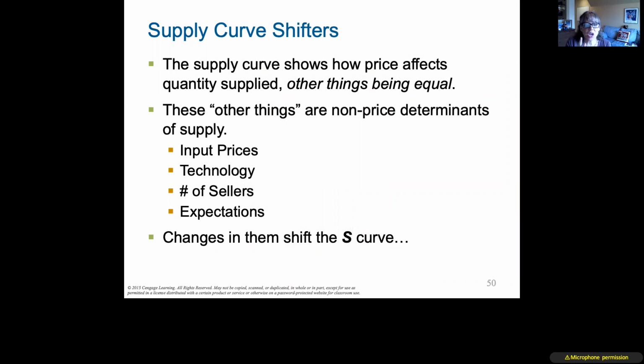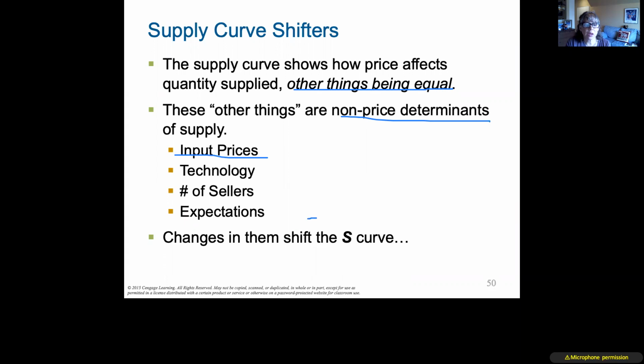But just like the demand curve, we have that nice little statement, all other things being equal. Those all other things are non-price determinants. Non-price determinants of supply are things like input prices. What are input prices? Well, to a latte, inputs would be things like coffee and cups and syrups and milk.